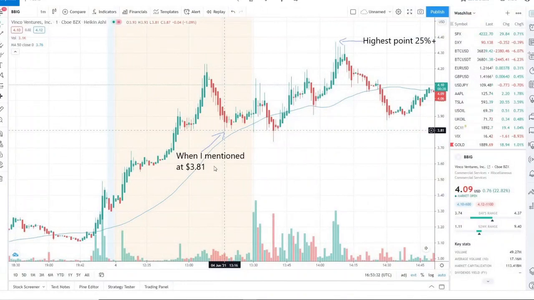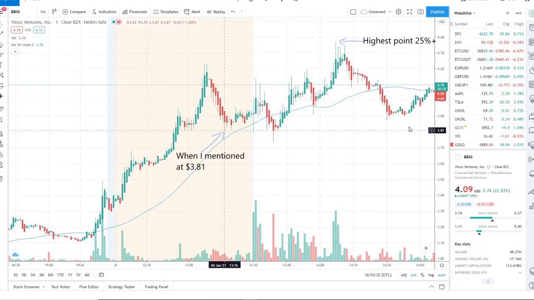I caught it at 381. And that was nearly the low in the pre-market. It had jumped up almost 10%, pulled back down, and then it took off to a highest point of 25% plus. This was a home run for the day. Anything above 20% is phenomenal.